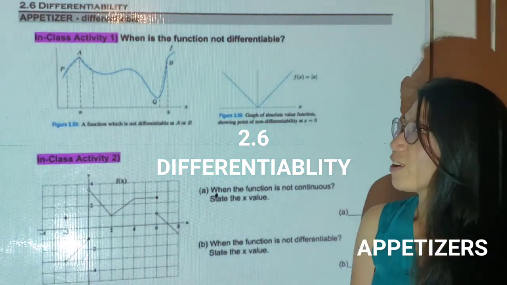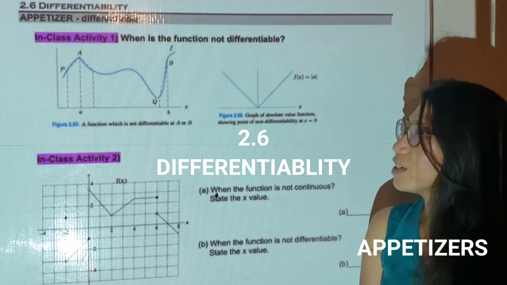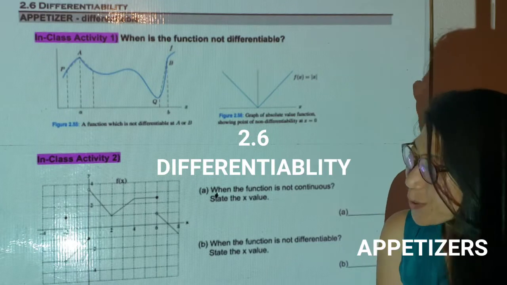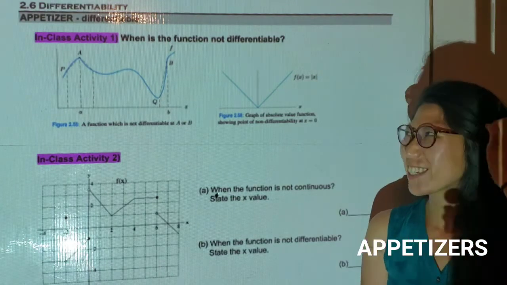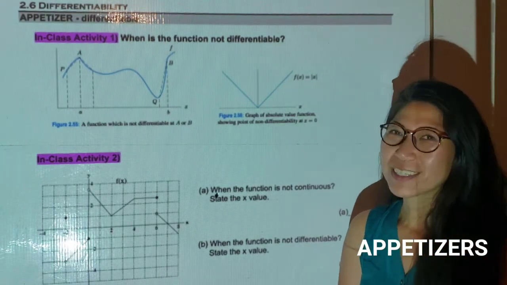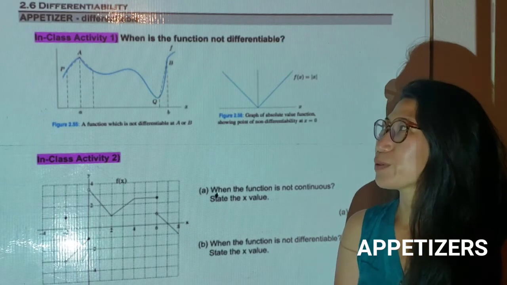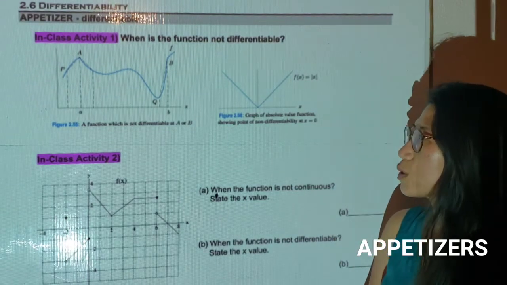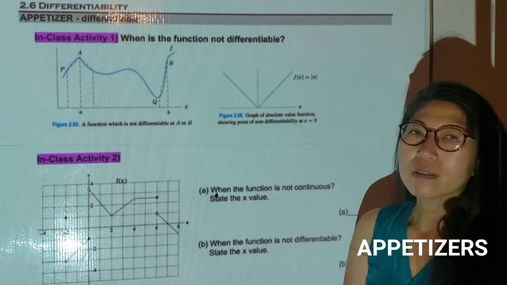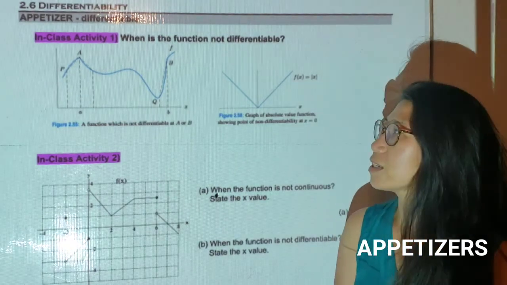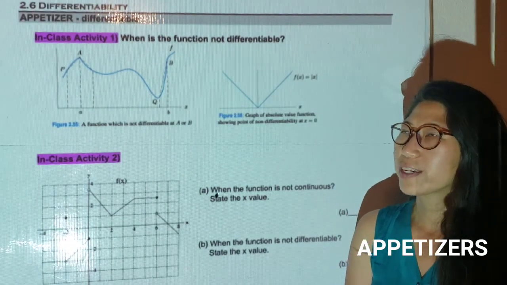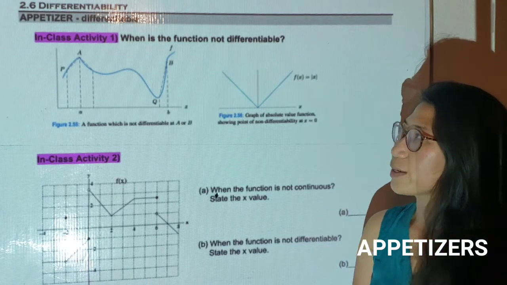Hi class, we are going to start 2.6, differentiability. I'm having a hard time pronouncing it. You can practice and help me. So this is the last section of chapter 2. We are going to study what differentiable means, when we can take the derivative, when we can find the rate of change, all the same meanings.